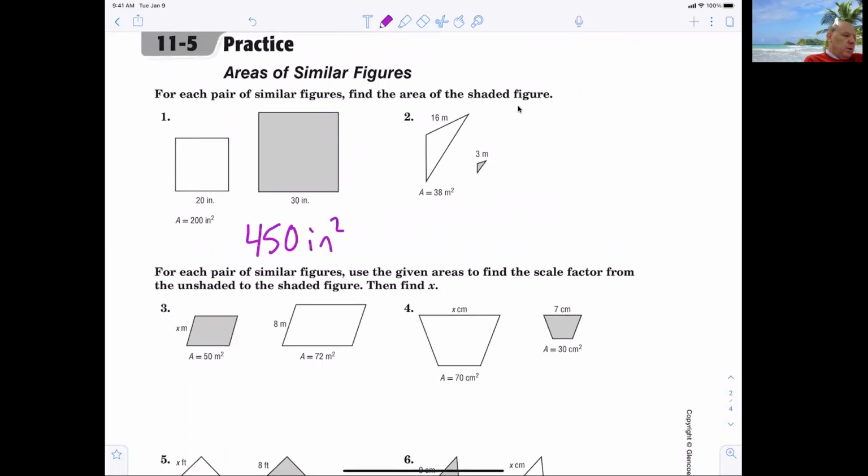To me, I would have done 30 to 20, which is 3 to 2. Do you agree with that? And then I would just square, and that's 9 to 4. You agree? Now here's where I always tell kids, I'm just looking at the small area, trying to get to the large area. So I know I'm going to have to multiply, right? So I'm just multiplying 200 times 9/4. You agree with that now?